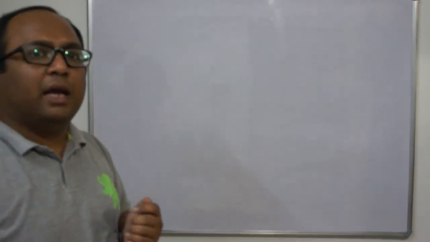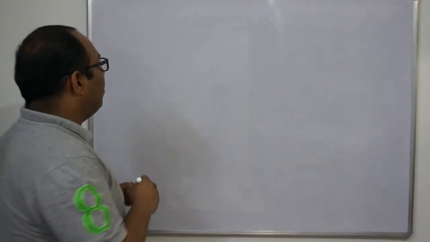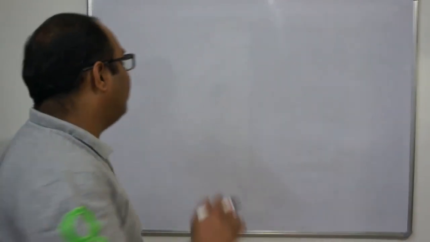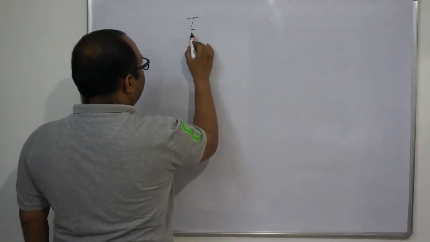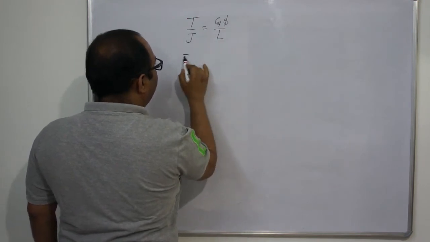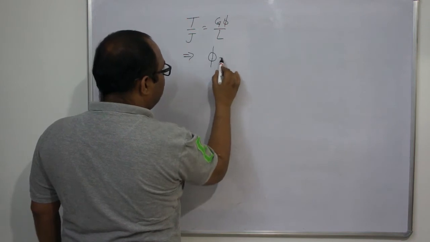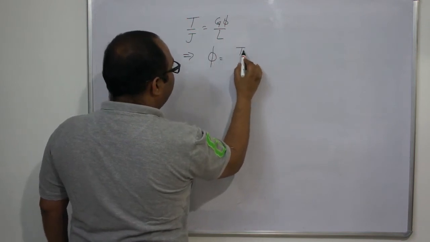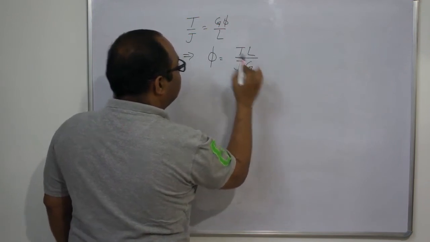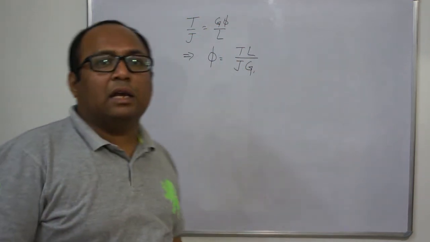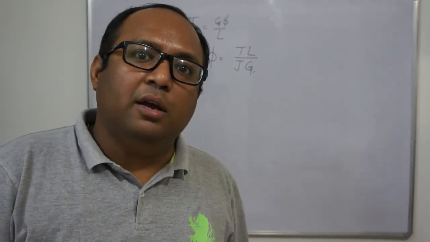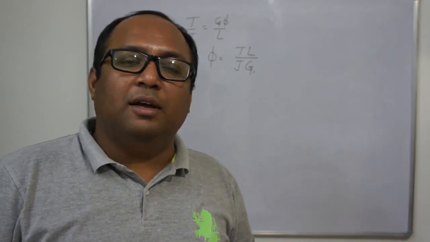So how can you find the angle of twist? If you want to find the angle of twist, what is the relationship? T divided by J equals G phi upon L. So if you want to find the angle of twist for a given load, then it will be given by TL divided by JG. What is this? Angle of twist. This is the deformation produced, the angle of twist. Is that okay?